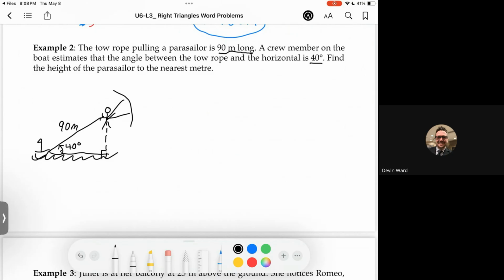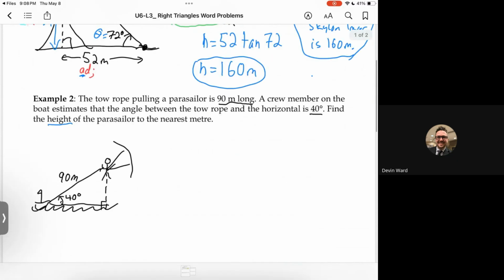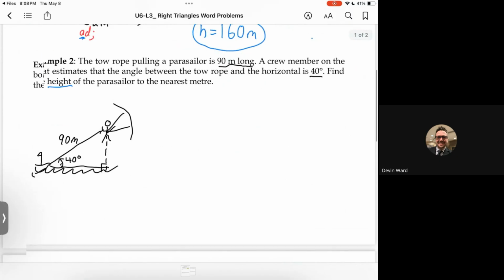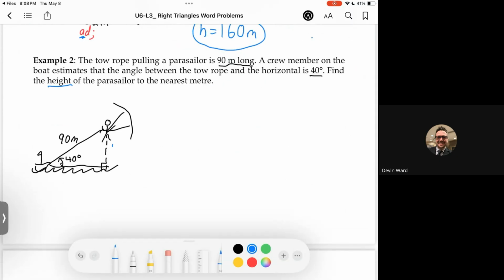And I'm looking for the height of the parasailer. Oh, sorry, I forgot to mention last time, I called this H for height because it's talking about the height of the CN Tower. So again, here I'm going to use H for the side here because I want to find how high up this parasailer is above the water.